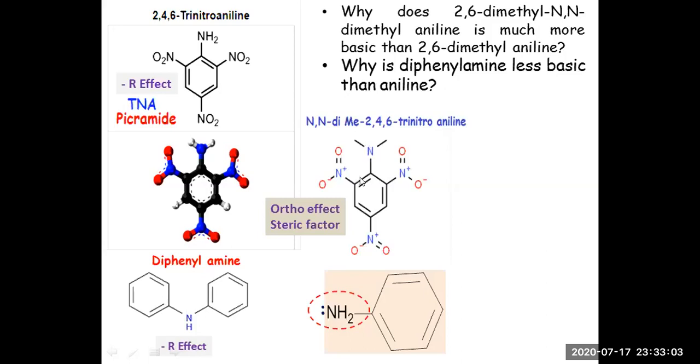The lone pair is not in conjugation with the ring. Because it is not in conjugation, it can be donated, and therefore this particular amine, even though it is highly substituted, becomes more basic in nature.